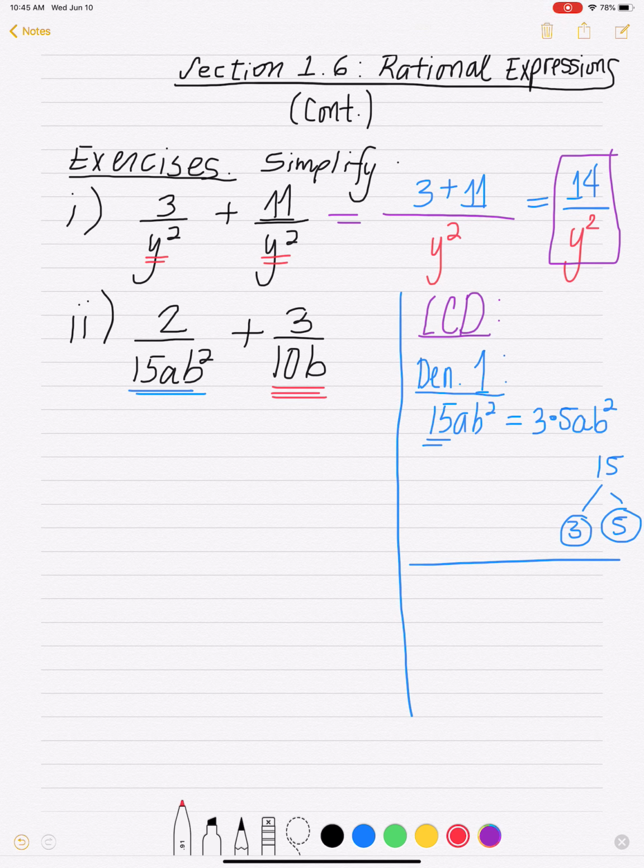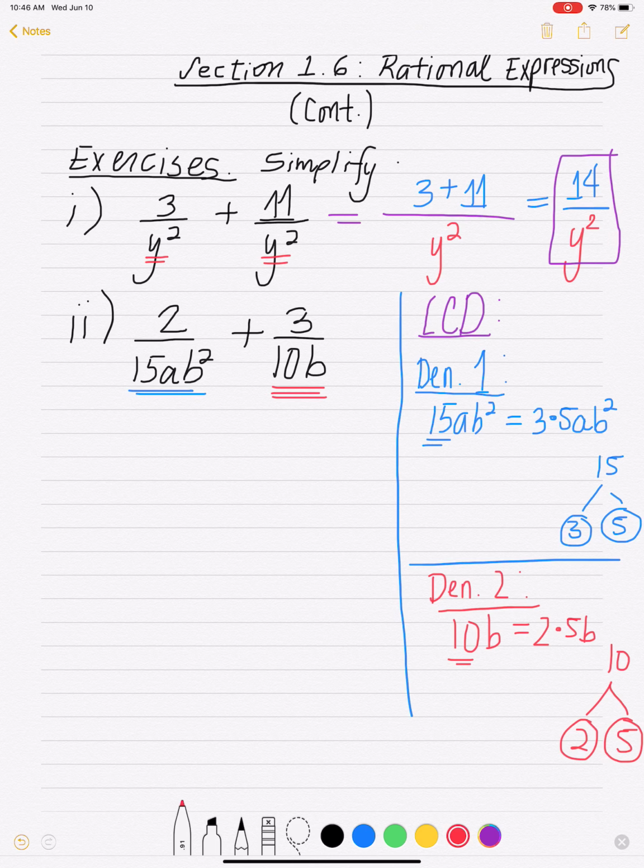Then going to the red denominator, denominator 2, we have 10b. So first of all, we want to factor 10 into primes. So we're breaking everything up into primes. 10 factors down into 2 times 5. 2 is a prime, 5 is a prime. So we have 2 times 5 times b. b is a prime because you can't factor b down any further. So you have 3 primes, 2, 5, and b.